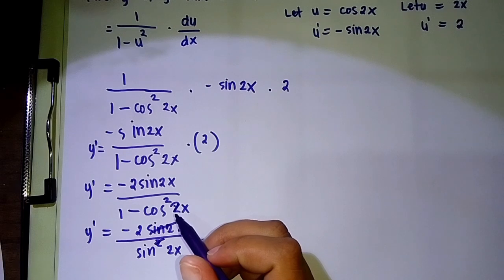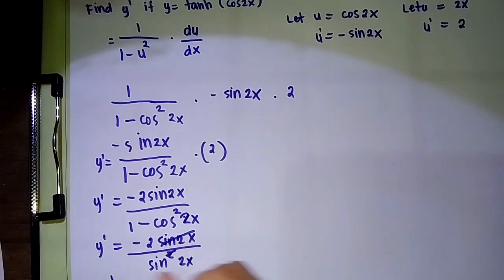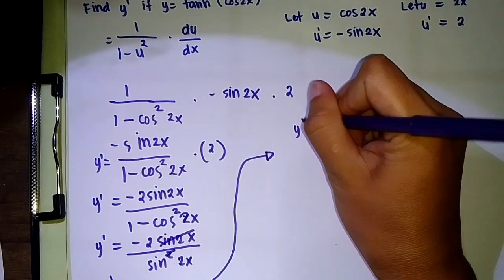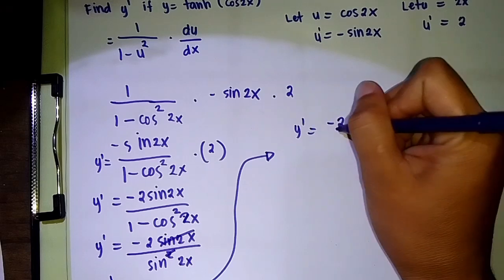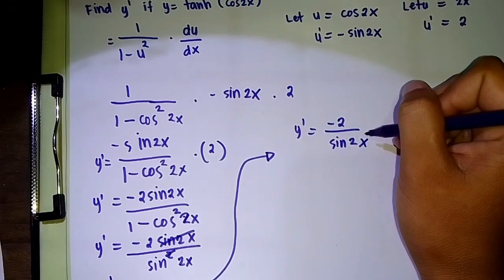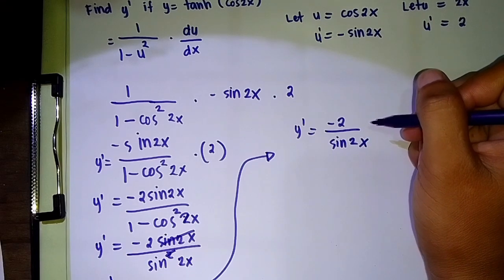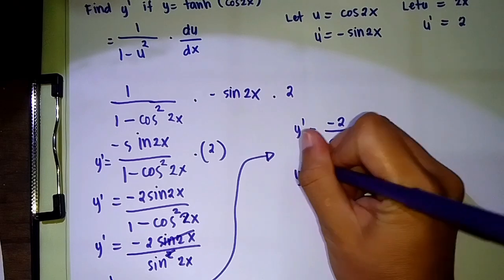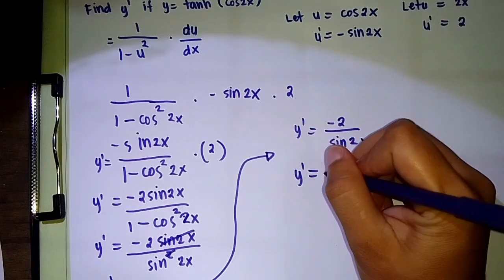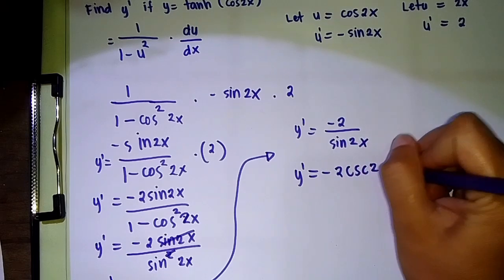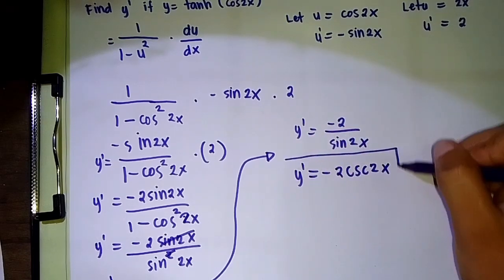So therefore you have now y prime is equals negative 2 over sine 2x, or in terms of cosecant, we can write this one as y prime equals to negative 2 cosecant 2x. So this is now the final answer.